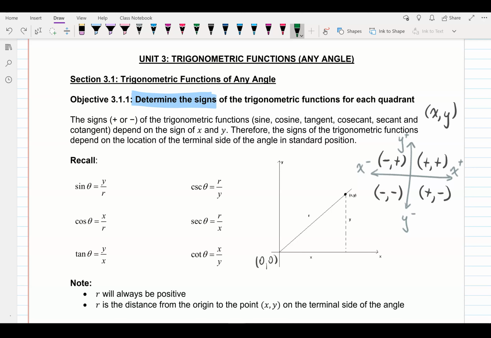We're going to be matching this up with sines, cosines, tans, all that stuff too, but this is the main idea. Specifically, the signs of the trig functions depend on the location of the terminal side of the angle in standard position. So it depends on the quadrant that we're in. Or put even simpler, sine, cosine, and tan, when you evaluate an angle, will spit out something positive or negative depending on the quadrant.